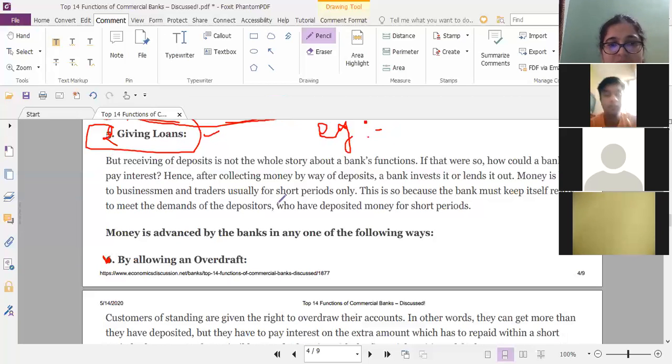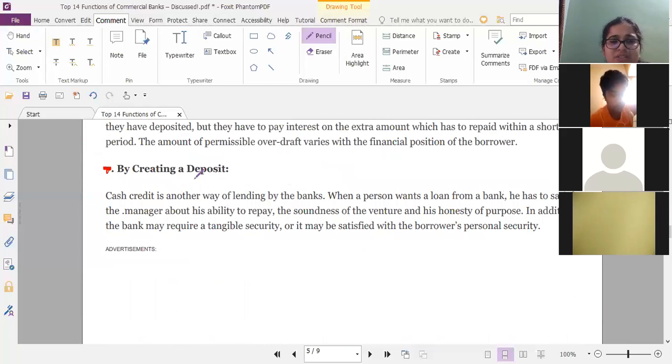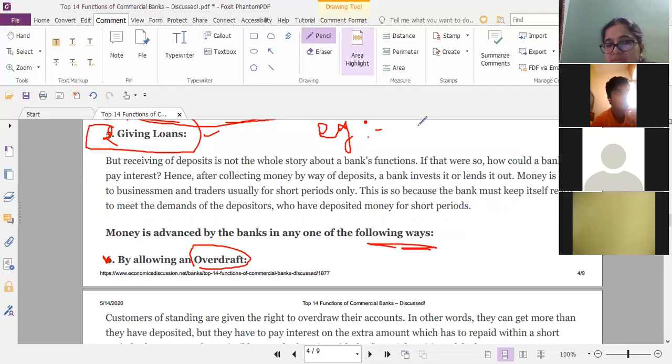Money is advanced by banks in any one of the following ways. There are various ways through which the banks give money, that is by allowing an overdraft, and I'll tell you what this overdraft is. The second one is by creating a deposit. These are the ways by which the bank gives loans or money. But the various types of loans are something different, like housing loan, education loan, all those are loans, right?